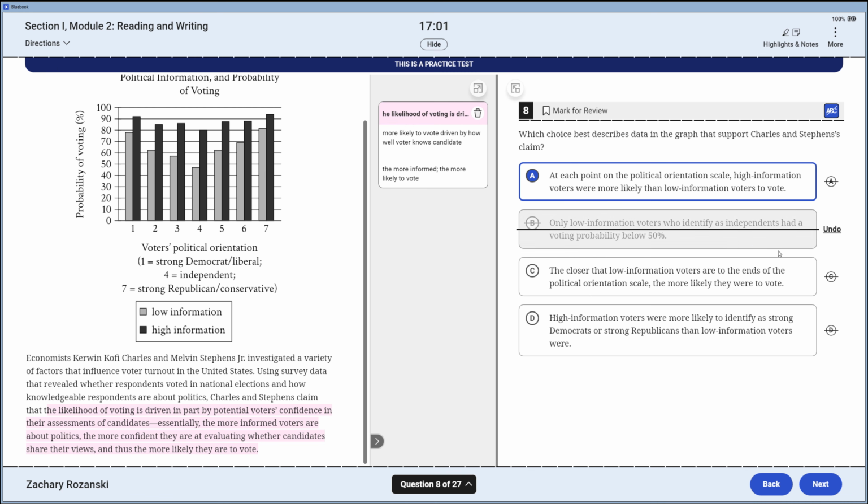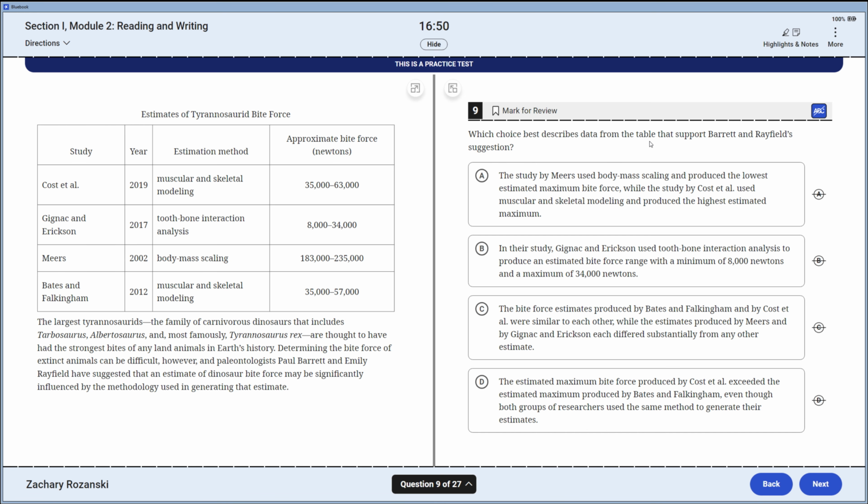The more informed they are, the more likely it is to vote. So this isn't giving the comparison that I want. High information, but more likely to identify strong. Yeah, once again, I'm more likely to identify. I don't have the information on the chart for that. Pick it, move on. We got another table.